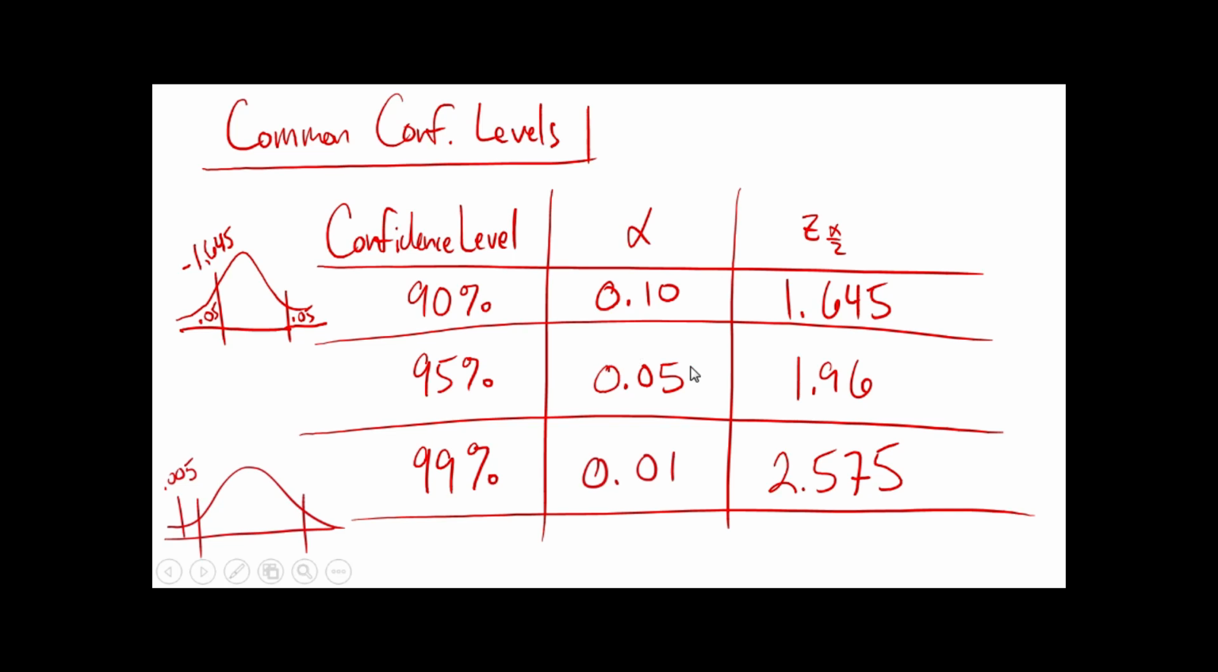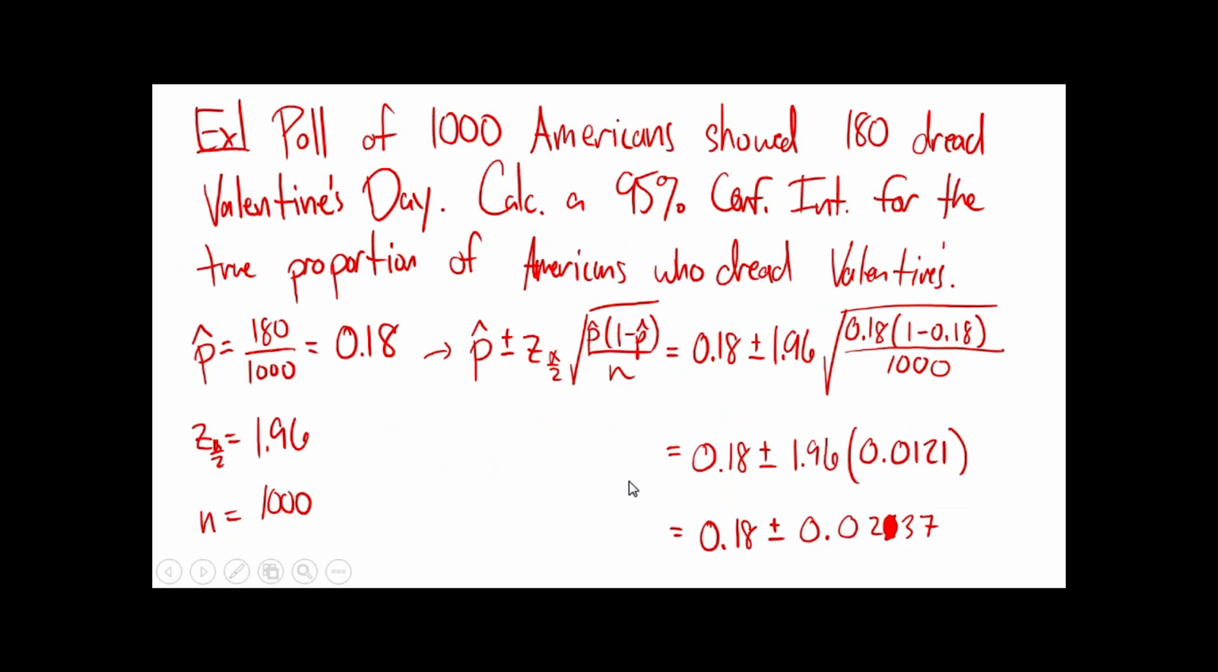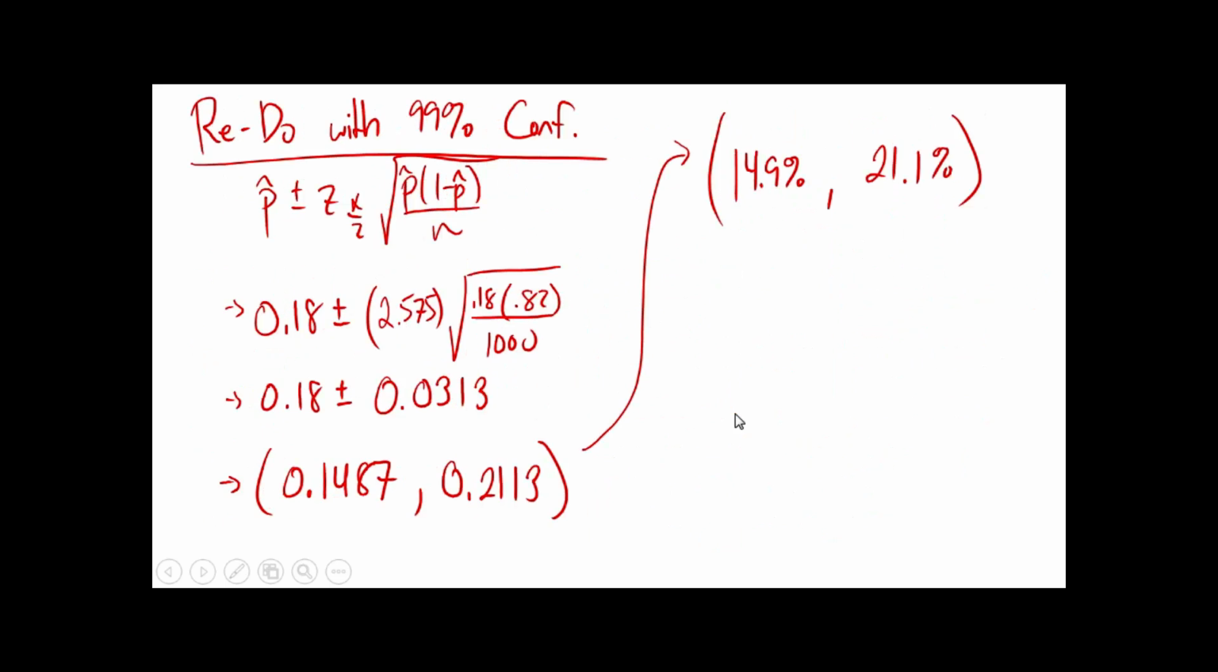All right. So I think we did an example of that. Right, we were talking about Valentine's Day or something else here. And then what we noticed is what happened if we wanted to have more confidence? What did we have to do? Widen it. We had to widen it, yeah. So like in this example, they had polled 1,000 people, yeah.